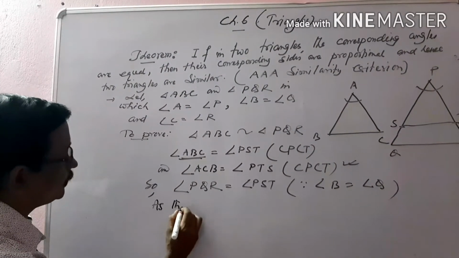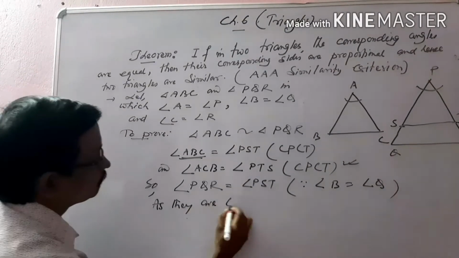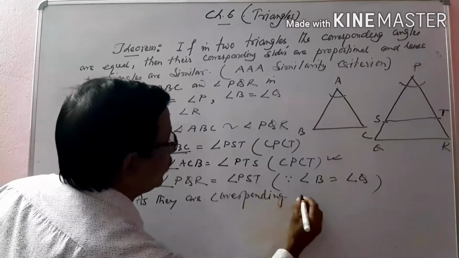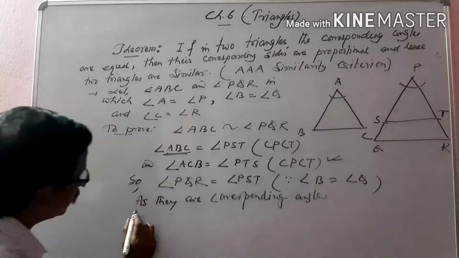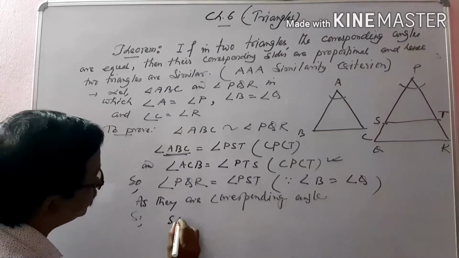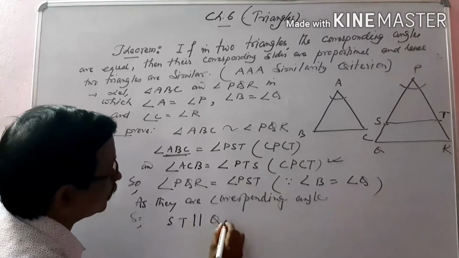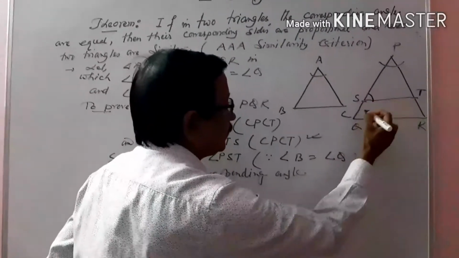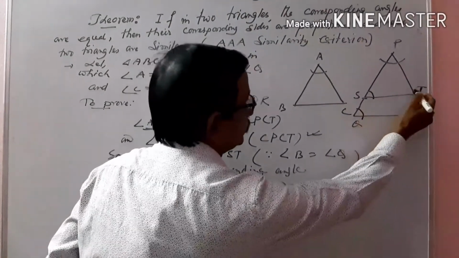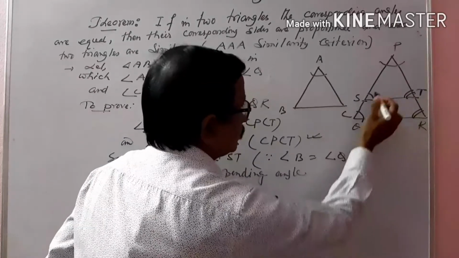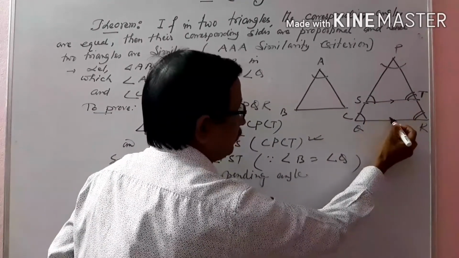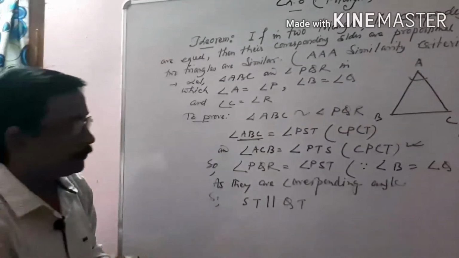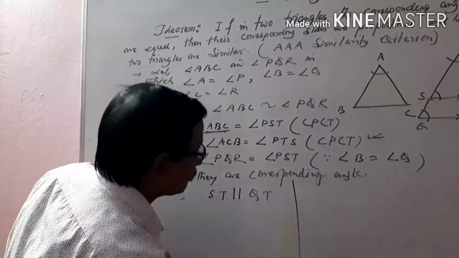As they are corresponding angles, so ST parallel to QR is clear. Once this angle equal to this angle, even this angle equal to this angle, so we can write these two lines are parallel as form of corresponding. Okay. So once these two lines are parallel, now what can we write?